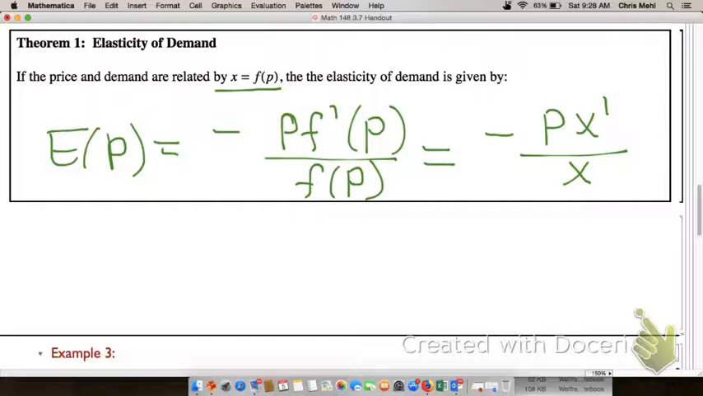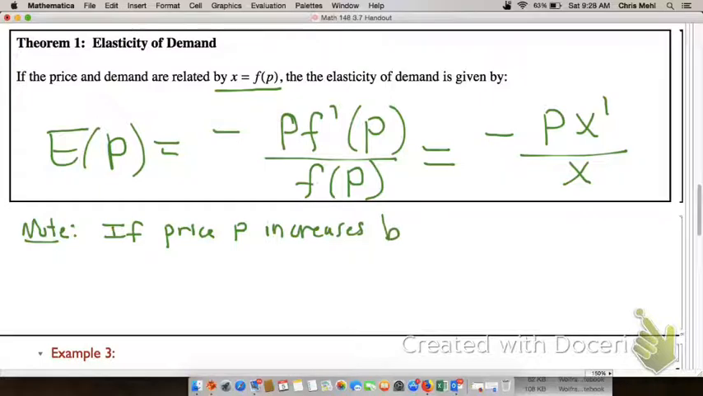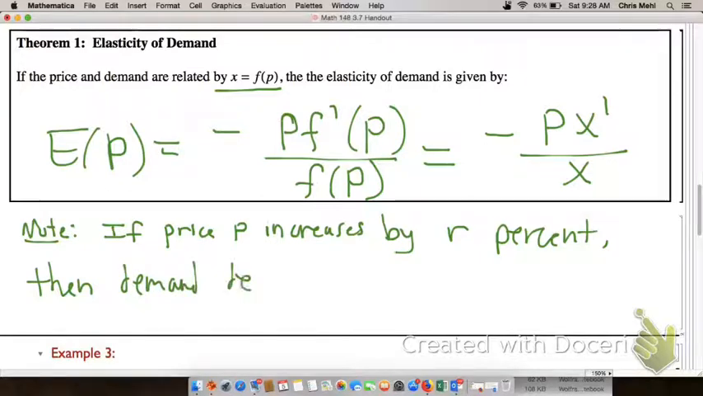So one note you want to make to yourself here, then we'll do our next example, is that, and this is a general fact, if the price P increases by R%, then demand decreases by R times the elasticity at P%.